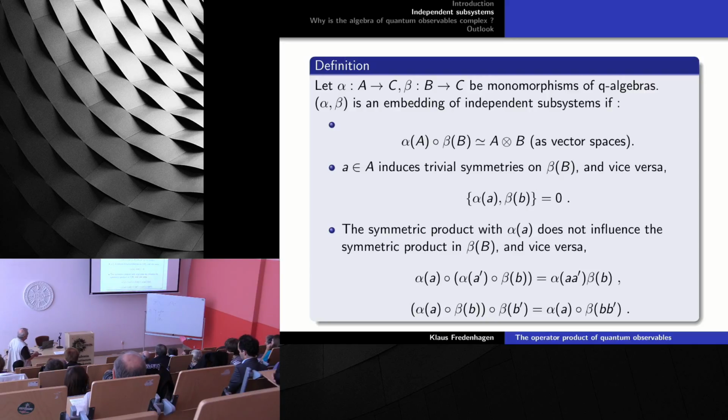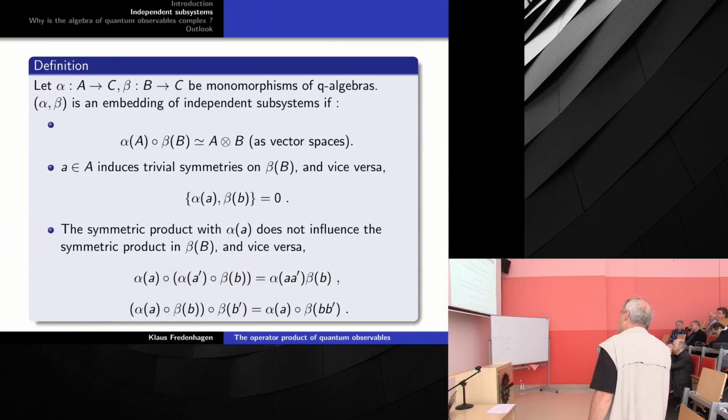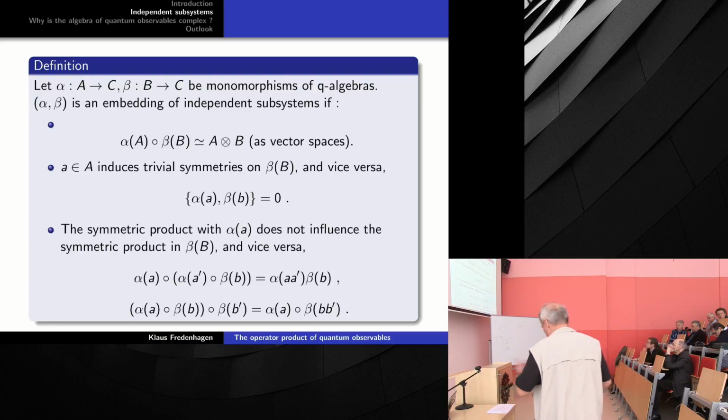So I can multiply A and A prime, and alpha preserves the product, so this is just A times A prime, and here I have beta of B. Perhaps I should have a circle here. This is the symmetric product here. And the same holds when I multiply with an element of B. So also these commutative products of the two systems are independent of each other.